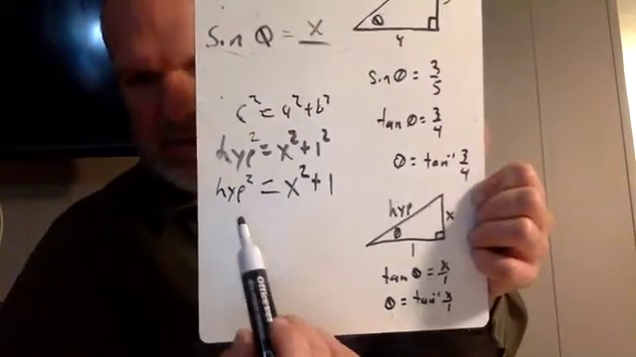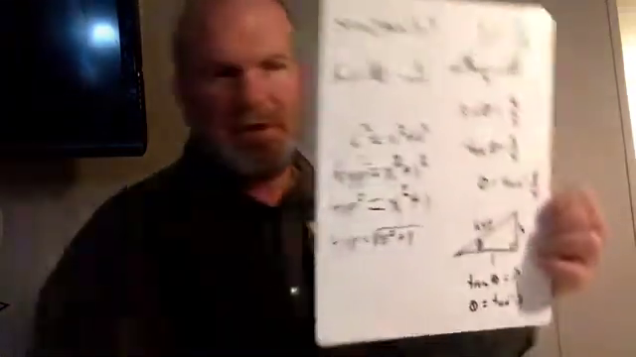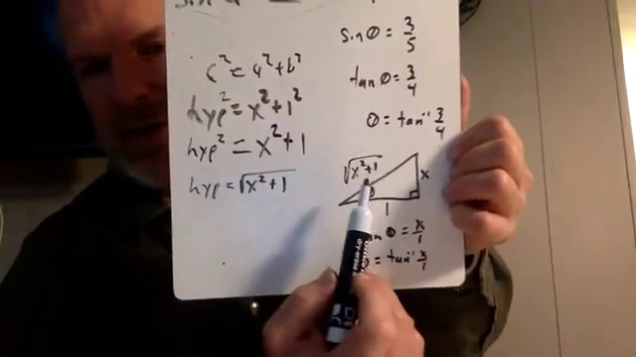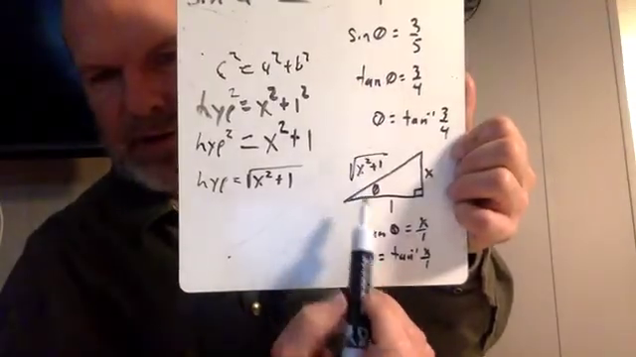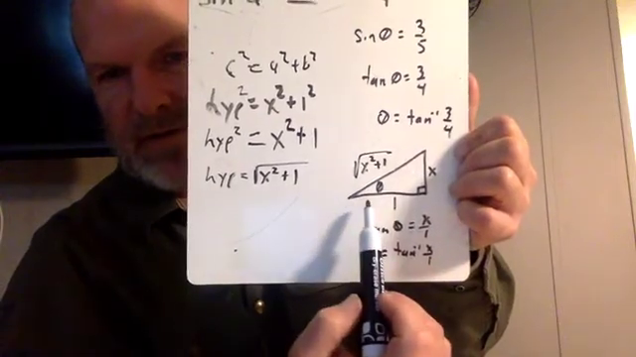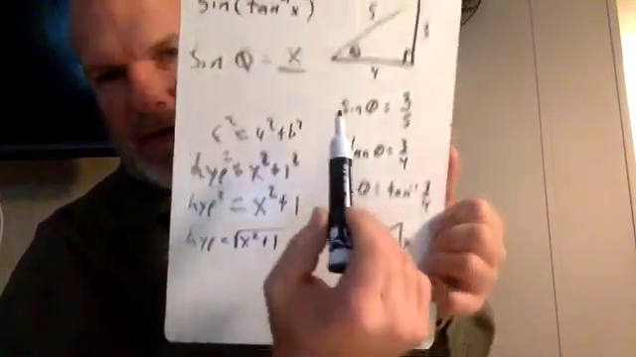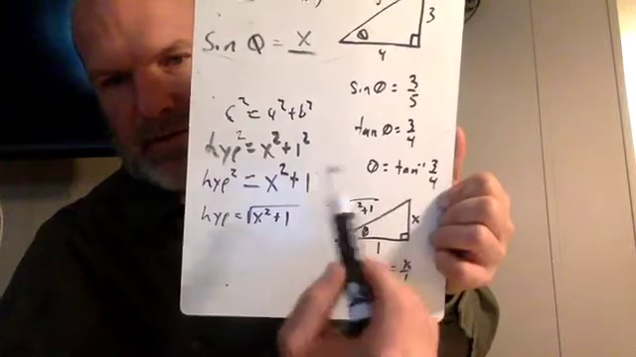If we want to just know what the hypotenuse is, we have to unsquare it, take the square root. So the hypotenuse would be the square root of x squared plus 1. So I'm going to go ahead and write that in there. So there you go. There's our hypotenuse, the square root of x squared plus 1, from the good old-fashioned Pythagorean theorem. Now we can do sine of theta. It's x over the square root of x squared plus 1.